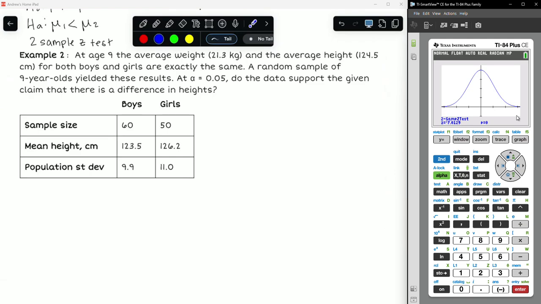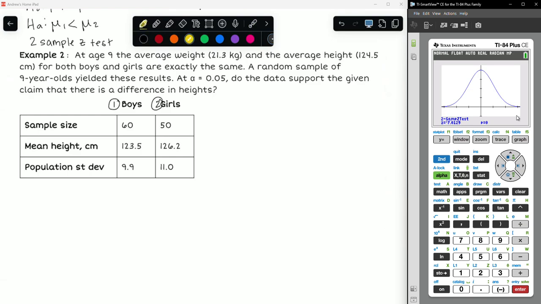And we can see below sample size, mean height, and population standard deviation for each of our groups. Unlike the last example, these groups aren't numbered. So I am going to call the first group in the table group 1 and the second group in the table group 2. It doesn't matter which one you call which, as long as your alternative hypothesis matches the wording in the question.